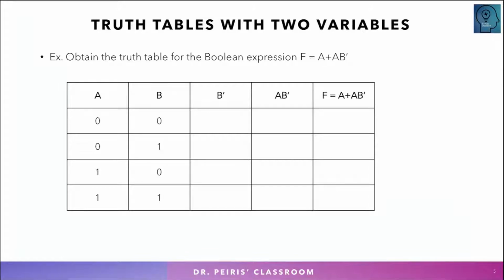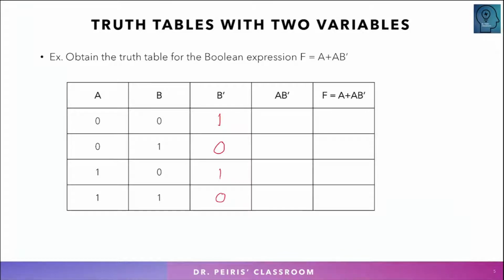So following the order of precedence, we must first look at if we have any complements in our variables. If you look at the expression for f, we have B prime, which is a complement. So you must make a column for B prime first and then fill it. In an inverter, the zeros become ones and the ones become zeros. So the 0 becomes 1, 1 becomes 0, 0 becomes 1, 1 becomes 0.